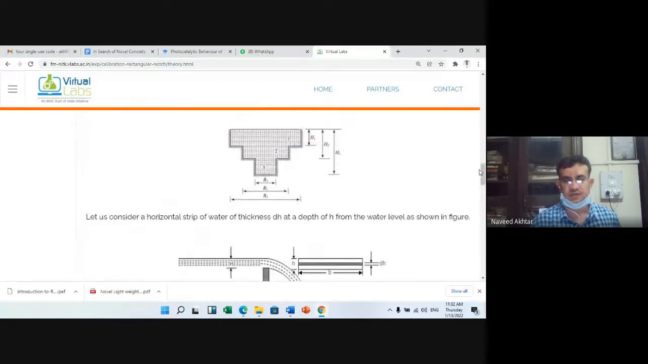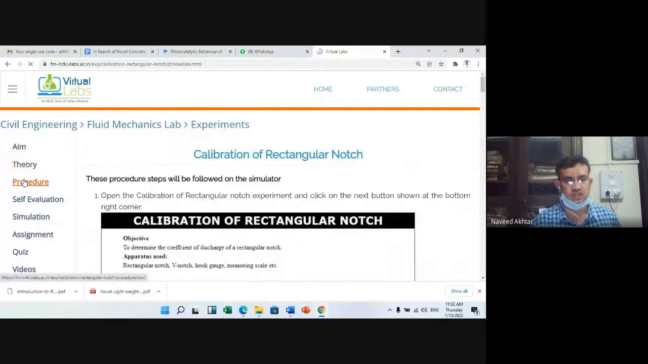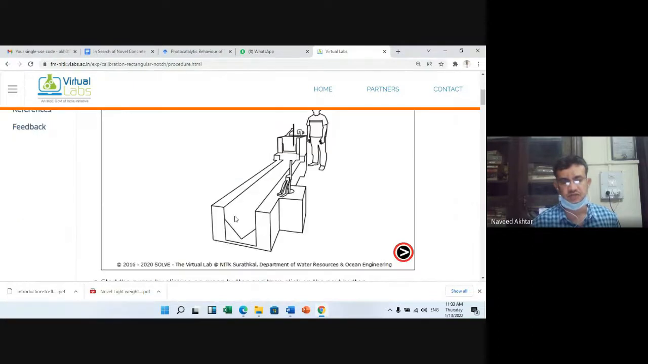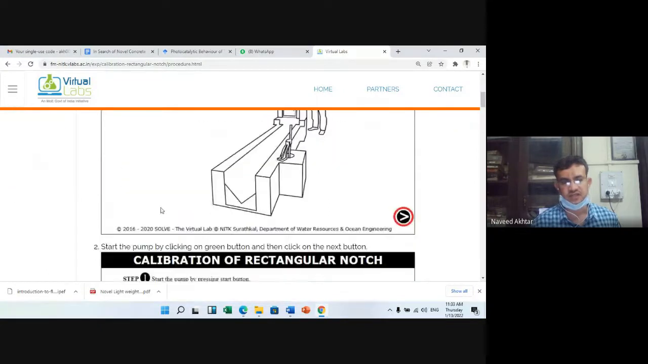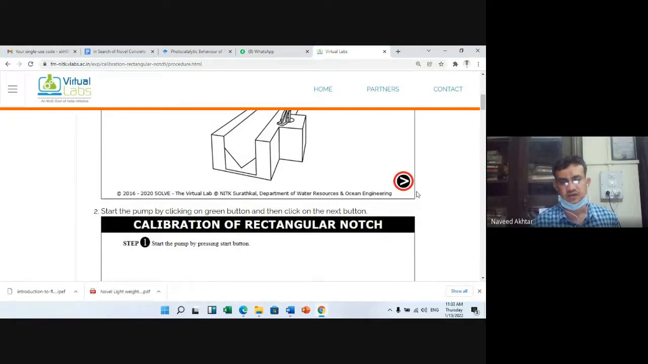Okay. So how to perform the practical? We see the procedure. So this is the procedure. First, start the pump. Open the calibration of rectangular notch experiment. If you are starting the V notch, you have to attach the V notch. If rectangular notch, then you have to attach the rectangular notch. Okay. Then you click on this next button.